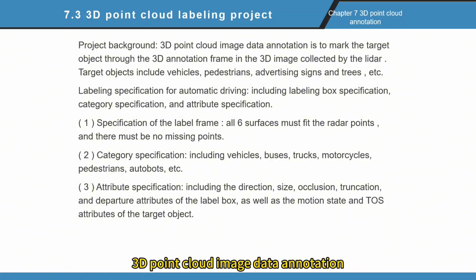3D point cloud image data annotation means marking target objects using 3D annotation frames in 3D images collected by LiDAR. Target objects include vehicles, pedestrians, advertising signs, and trees. For automatic driving, there are labeling specifications. The label frame should have all 6 surfaces fitting the radar points with no missing points. Categories include vehicles, buses, trucks, motorcycles, pedestrians, and more. Attributes cover aspects like the direction, size, occlusion, truncation, departure of the label box, as well as the motion state and TOS of the target object.